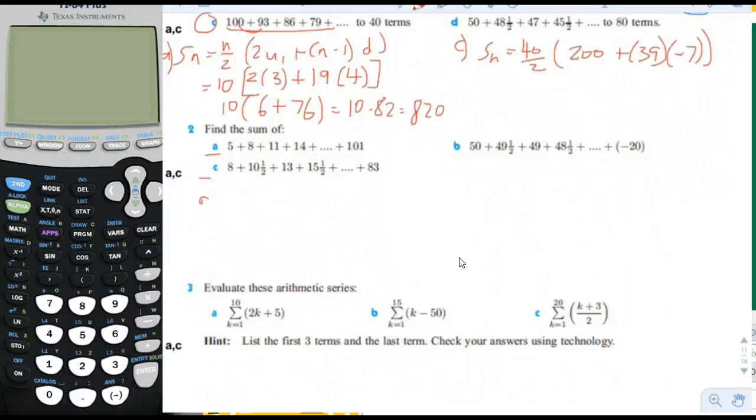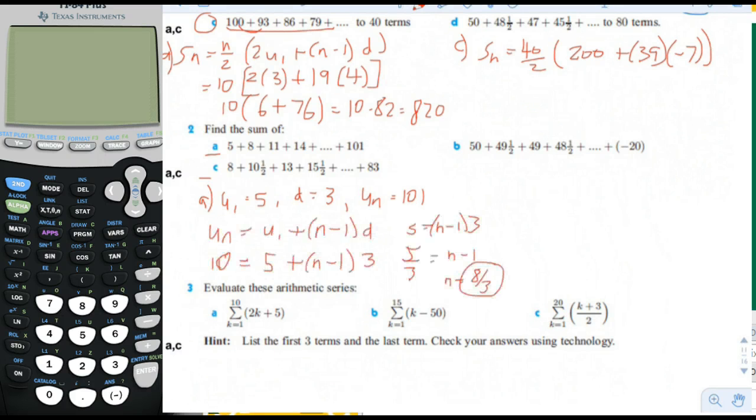Number 2, find the sum of, and then they give us these two that we want to solve. So let's see, A, we're going to say u1 is 5. D is equal to, it's jumping by 3's, right? And we don't know n, we do know that un is equal to 101. Okay. Now we're going to use the term formula to find what n is, because everything is known except for n. So we're going to use un equals u1 plus n minus 1 times d.